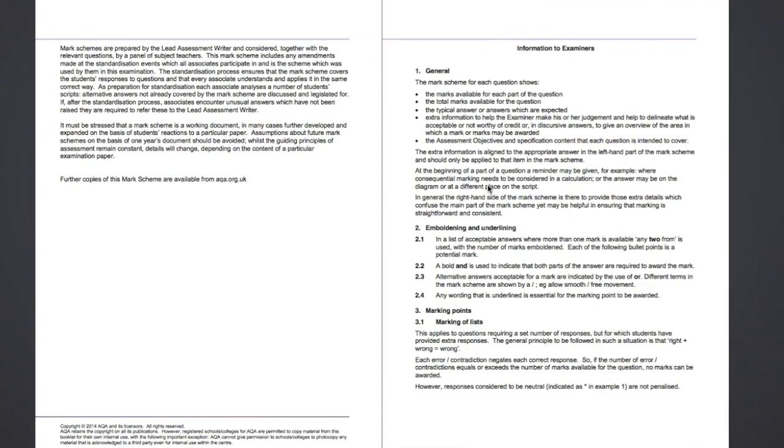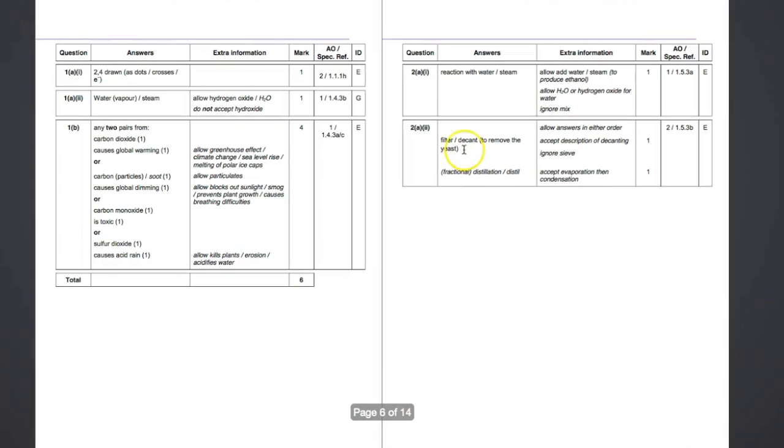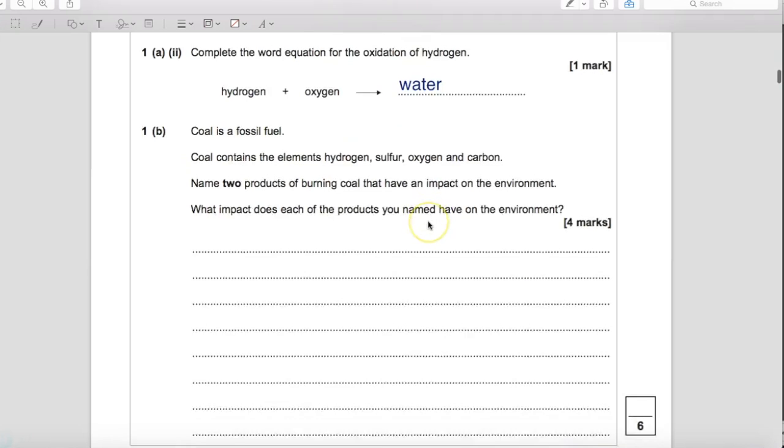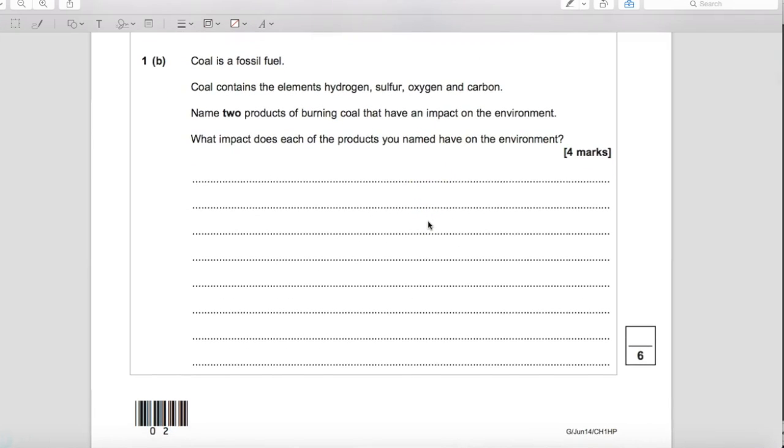If we go over to the mark scheme, it says water vapour or steam is the correct answer. Allow hydrogen oxide, or H2O. You could even write the chemical equation. Do not accept hydroxide. So a few of the things we're not allowed to write down. What I am going to write down instead, though, is the right answer, water. We know the 2 together create water. Fab, 1 mark.